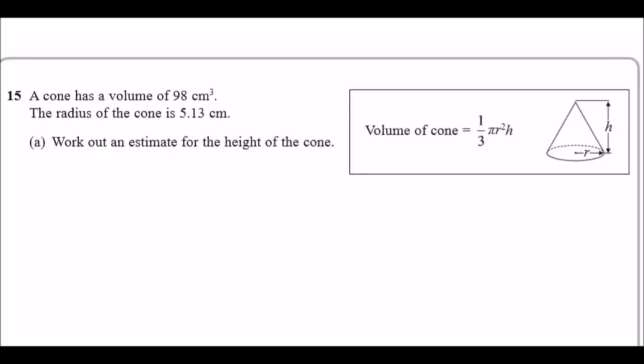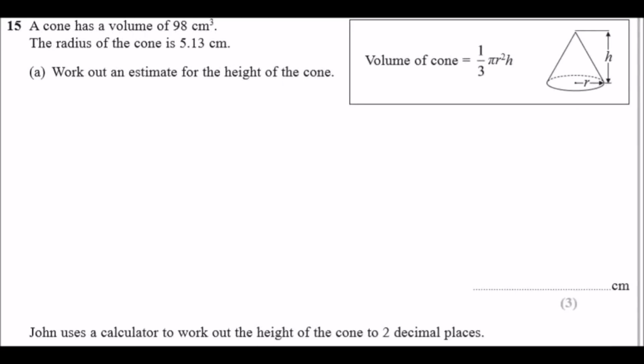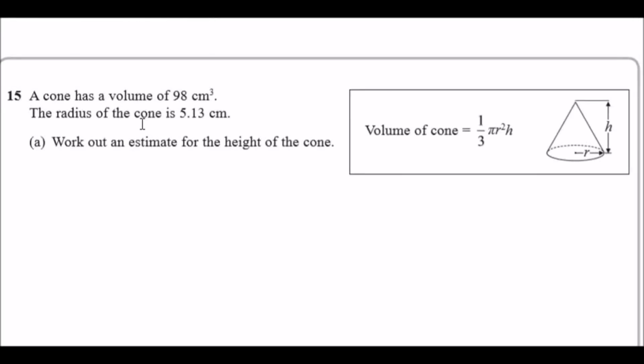All right, number 15. So a cone has a volume of 98 centimeters cubed, and they're kind enough to give you the formula too. The radius of the cone is 5.13. Cool. Work out an estimate for the height of the cone. Thank God we didn't have to actually work that out.